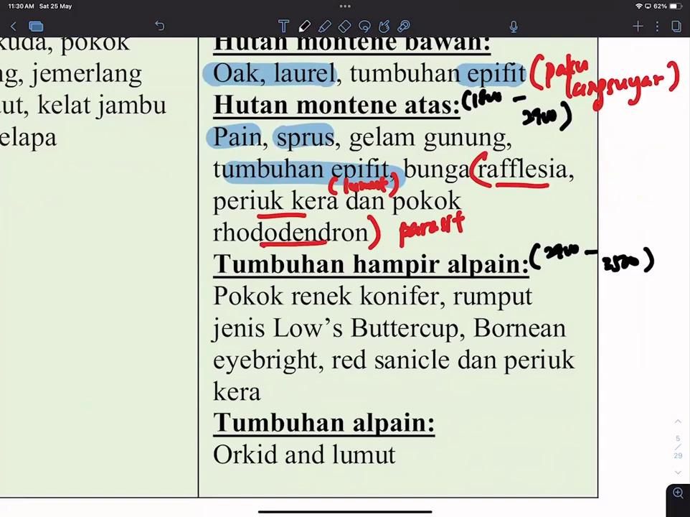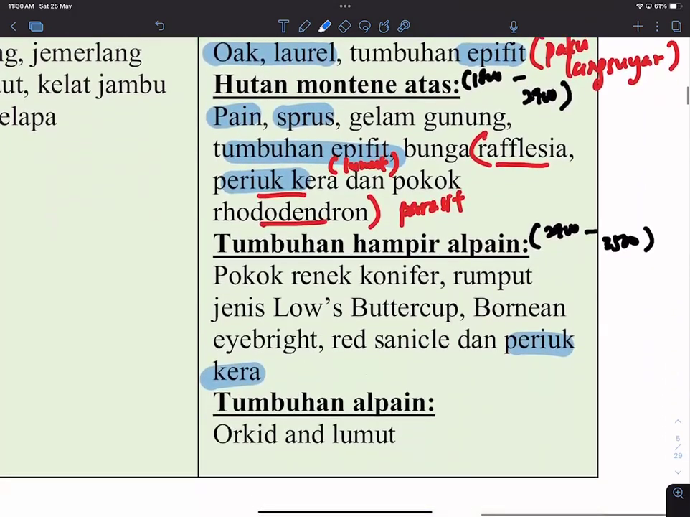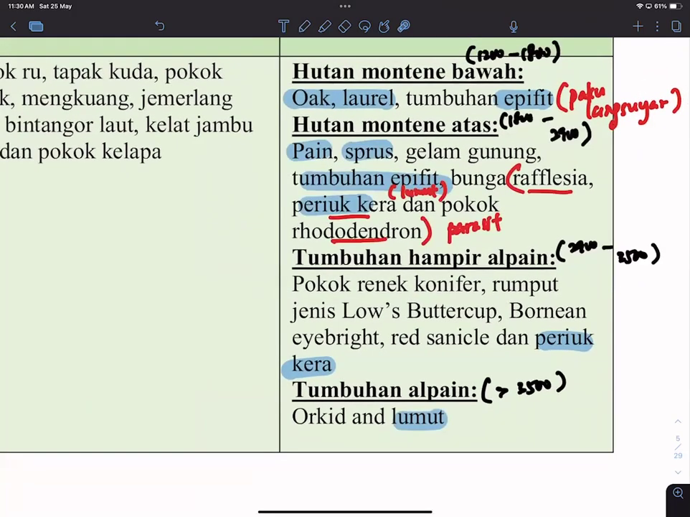Okay, so for the hampir alpine, this height, we have same Pericera to memorize. If you look at the lumut for the tumbuhan alpine, this layer is usually higher than 3,500 meter. So which means, guys, we have to memorize lumut for the Montane atas and then the hampir alpine. Lumut, two different areas, known as epiphyte, but we do need to write out this epiphyte. Okay, and then we have Pericera for the Montane atas and then Montane, sorry, for hampir alpine.